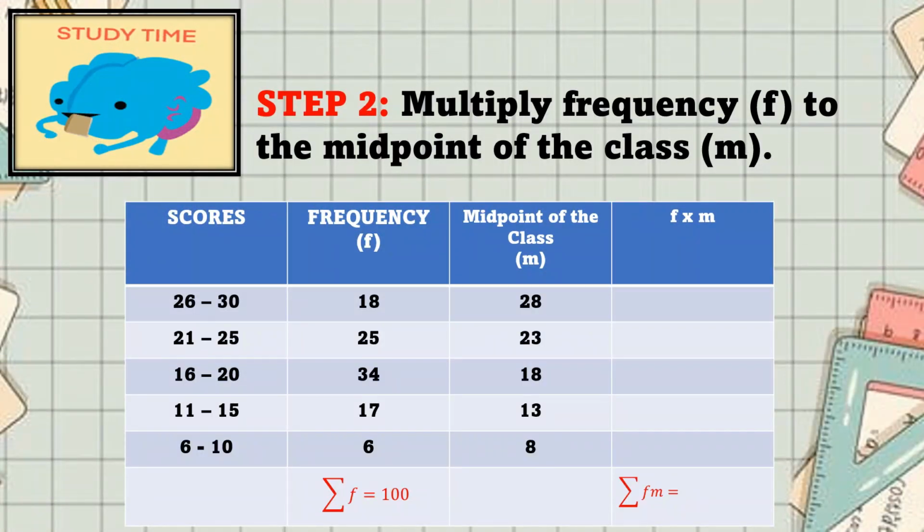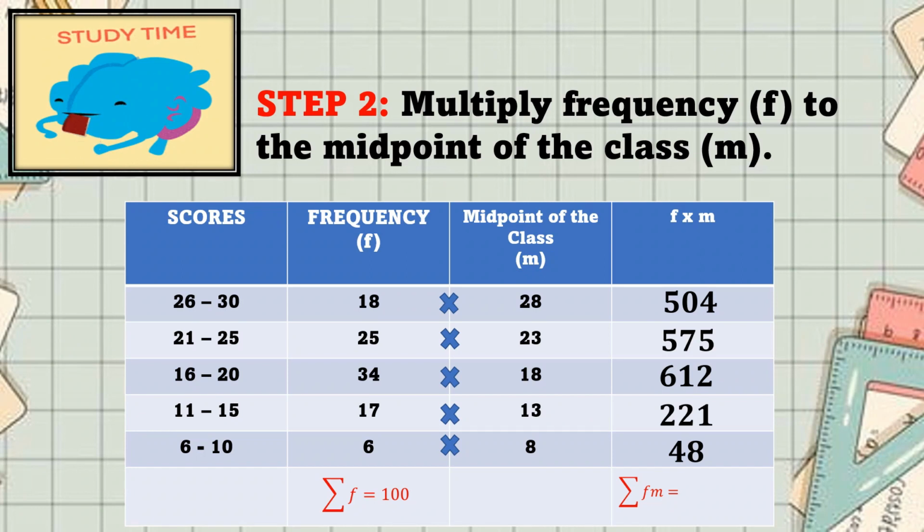Step 2 is to multiply the frequency by the midpoint of the class. So we have 6 times 8 is equal to 48, 17 times 13 is equal to 221, 34 times 18 is equal to 612, 25 times 23 is equal to 575, and 18 times 28 is equal to 504. And then, find the summation of the frequency times the midpoint. So we have 1960.